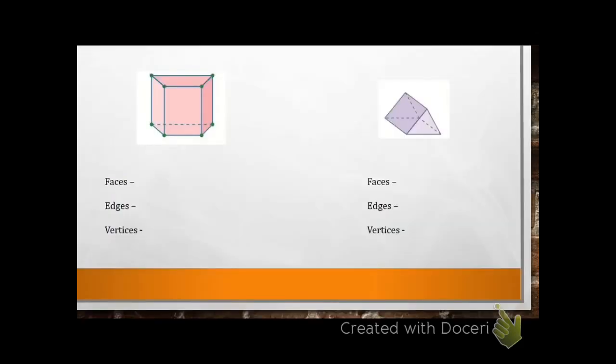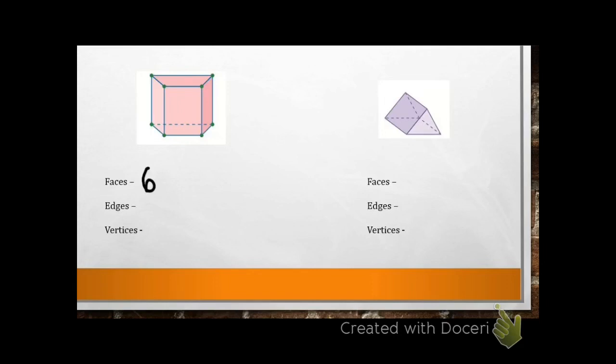All right, let's see if we can identify how many faces, edges, and vertices there are in these shapes. Let's look at this one first, the pink shape. How many faces do you see? And think about depth. I'm looking at it right now. I see 1, 2, 3, 4. The bottom is 5, and then the back would make 6 faces.